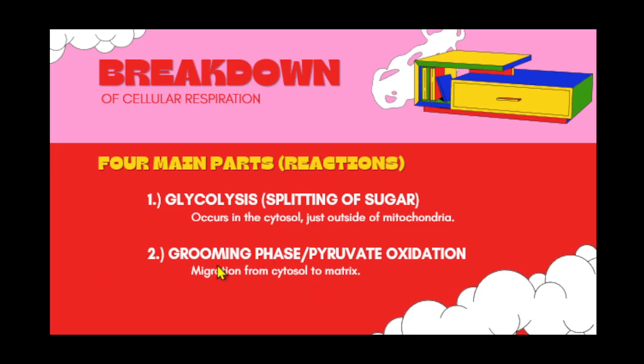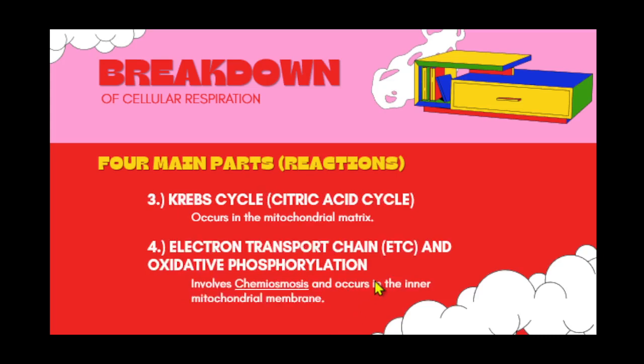And then afterwards, we have our grooming phase or pyruvate oxidation. That's number 2. This is now the migration from cytosol to matrix. So there's a movement. And then the third one is called the Krebs cycle or the citric acid cycle, and this occurs in the mitochondrial matrix. So if you remember, that's the innermost part inside the folds. So that's the mitochondrial matrix.